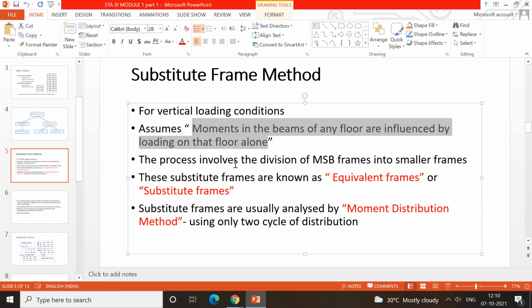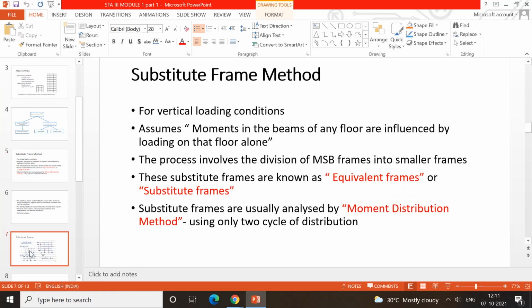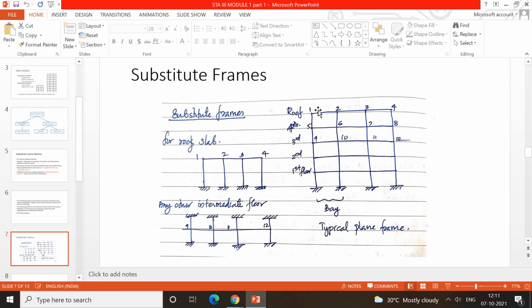The process involves the division of the multi-story building frame into smaller frames called substitute frames or equivalent frames. And the method that we use is the moment distribution method. I'll show you how these substitute frames are formulated. This is the multi-story building frame that we have. It has 1, 2, 3, 4, 5 stories and 3 bays.